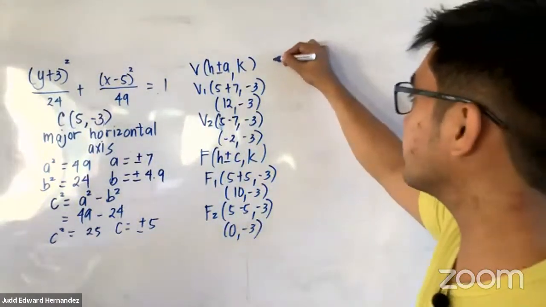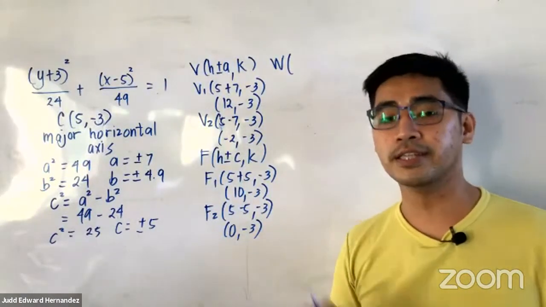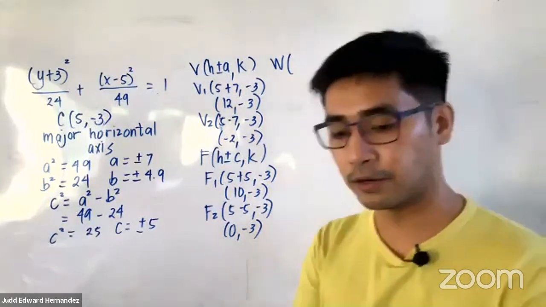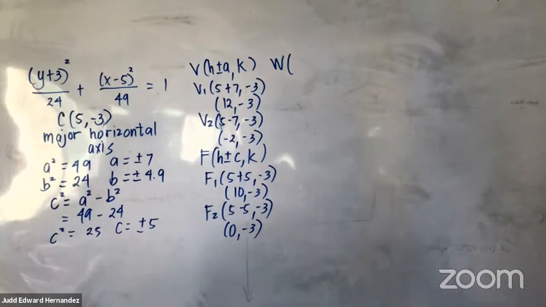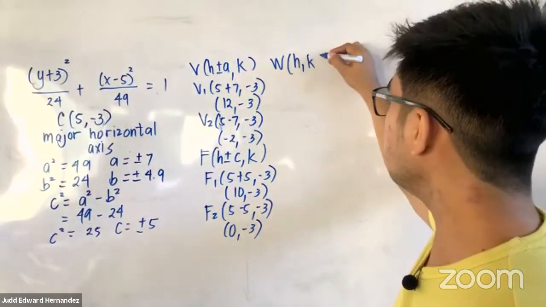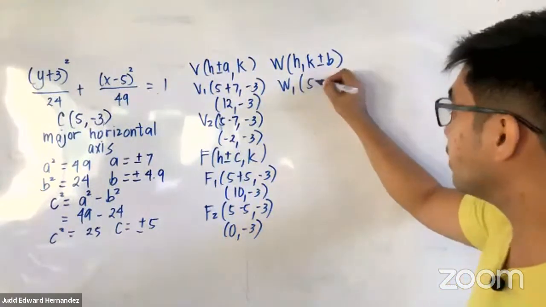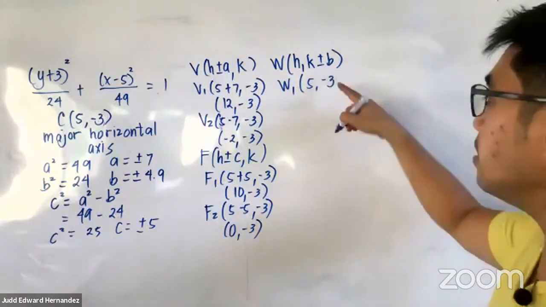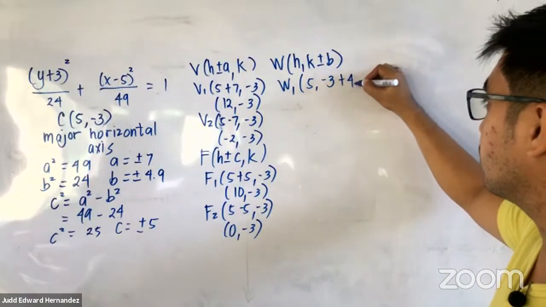And for the co-vertices, that is W. So W now, anong babaguhin natin kay W? Dun sa center, anong babaguhin natin na coordinate? Is it the x-coordinate or the y-coordinate? The y-coordinate, because that is the minor axis. So yung minor axis daw yung babaguhin natin. Therefore, this becomes (h, k plus minus b). Okay, therefore, W1 is 5. What is our k? Our k is negative 3. Our b is 4.9. So that is plus 4.9.